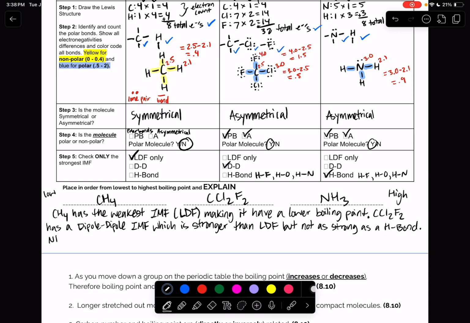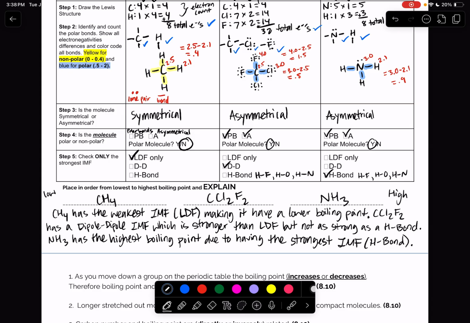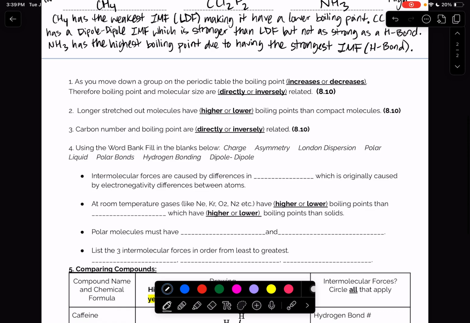NH3 has the highest boiling point, due to having the strongest IMF, which is the H bond. Alright, so that's an example of what you can write to explain your ranking. You are not limited to this, but this is just to give you some ideas. Alright, we're going to move on to the next couple questions.